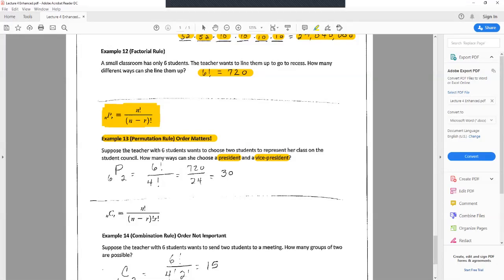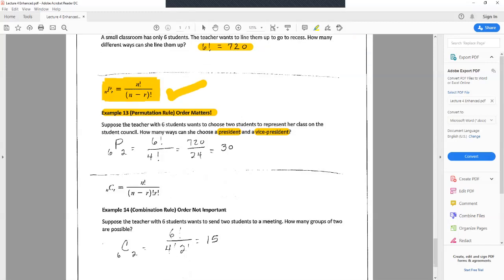And if order matters, we use the permutation rule. So the number of ways for 6 choose 2 is 6 factorial over 4 factorial. And I just used this formula right here. So she has 30 different possible ways that she can choose 2 students for president and vice president in her class of 6 students.